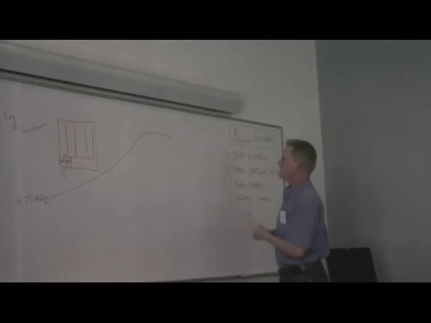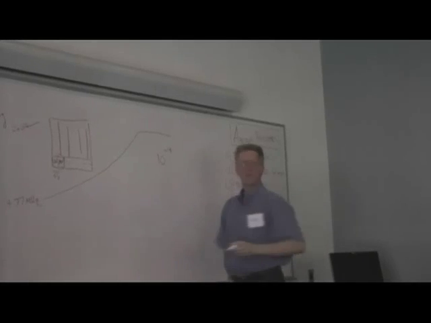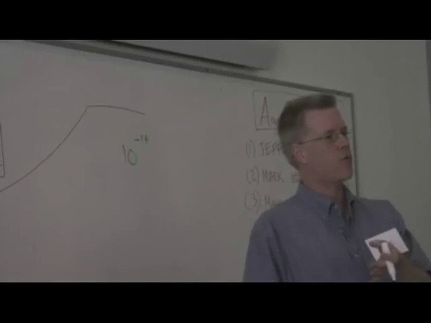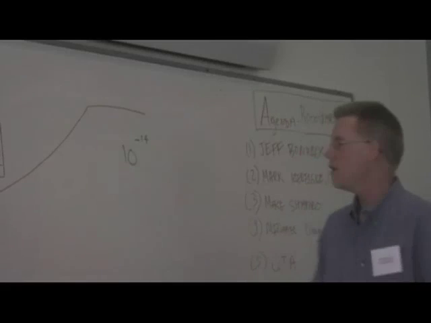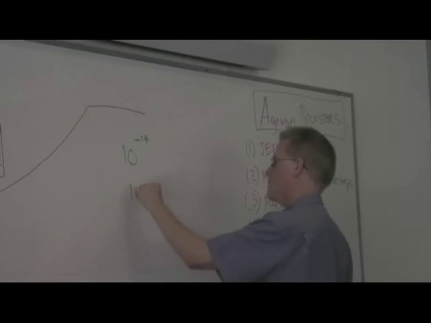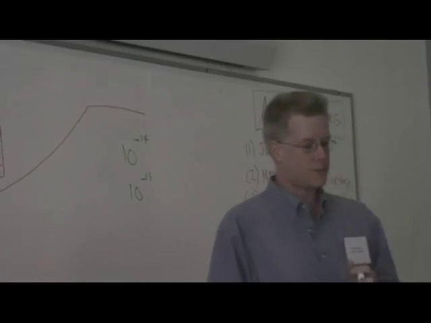File a bug. So the error rate for disk drives is typically advertised as about 10 to the minus 14, or in other words, one bad bit per 10 to the 14th bits transferred for desktop class drives, and 10 to the minus 15 for enterprise class drives.